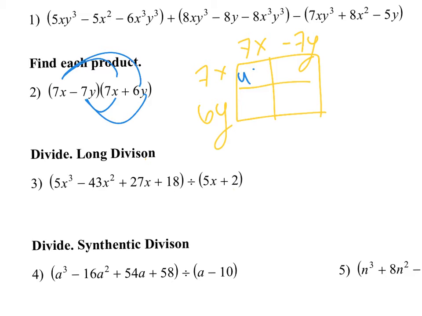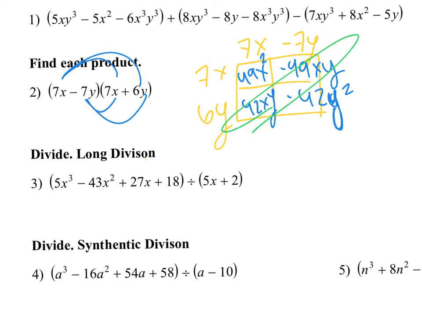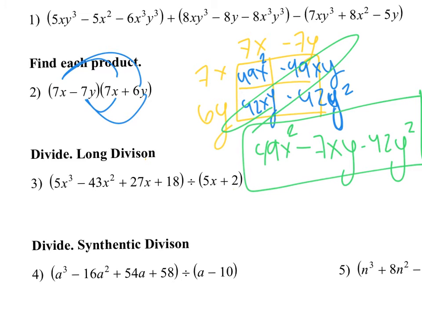So this is going to be 49x squared. This would be negative 49xy. This would be 42xy, and this would be negative 42y squared. Okay, that's a y, not a g. So diagonals are like this. So we're going to have 49x squared minus 7xy, and then minus 42y squared. So that's your answer for number 2.